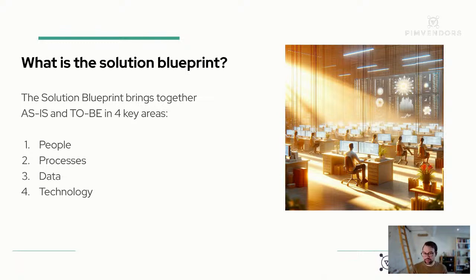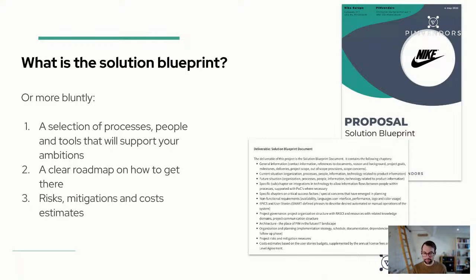You can get there with the solution blueprint, and it brings together your current situation and your ambitions in 4 key areas. So that means your people, your processes, how you're using PIM, your data, so your product data, but also maybe other kinds of data, and then the technology and how your current IT architecture looks and how your to-be architecture looks. But if you put it more bluntly, the solution blueprint is a selection of processes, people, and tools that will support your ambitions and help you get there.